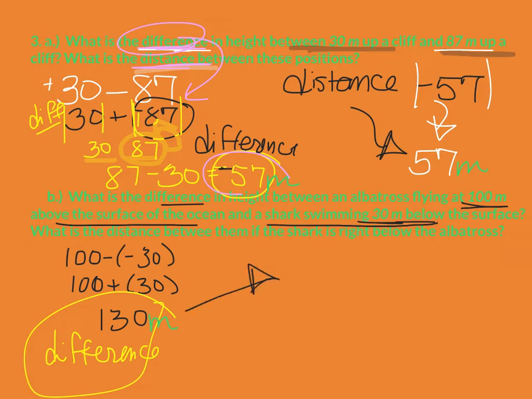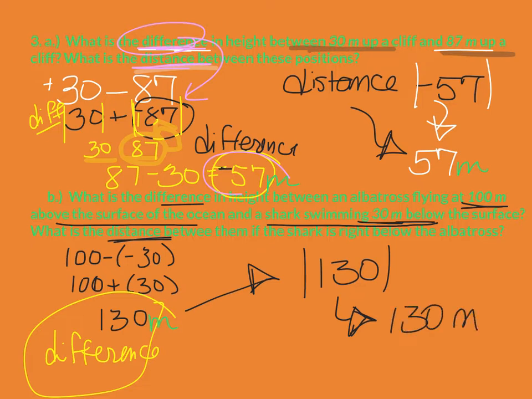find the distance, which is always positive. I'm going to find the absolute value of that 130. Distance is always positive. So it was positive to begin with, but its absolute value still is 130 meters. So in this particular case, the difference and the distance are the same, but the first one was not.